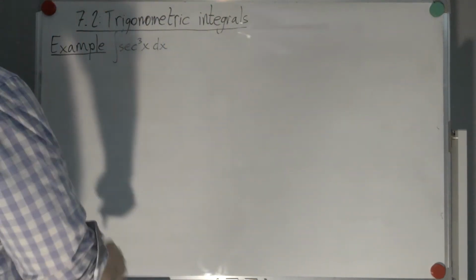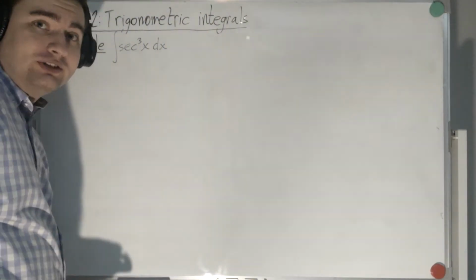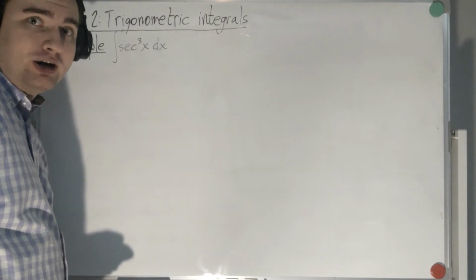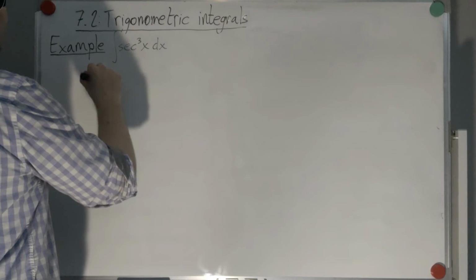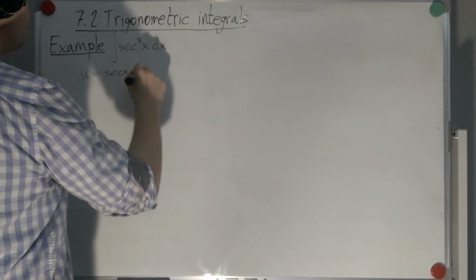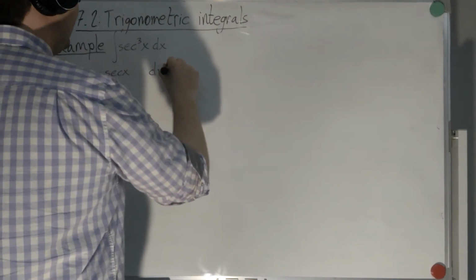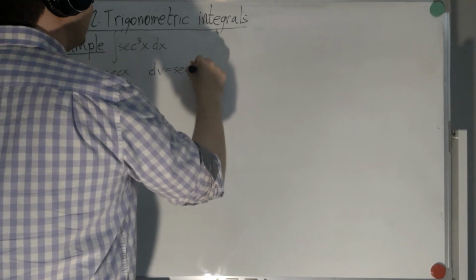So here's what we do. This one we're going to do by integration by parts. We're going to say u equals secant x and dv equals secant squared x dx.